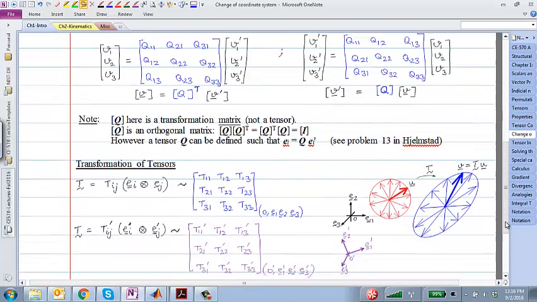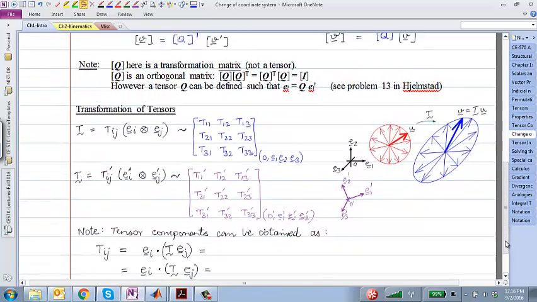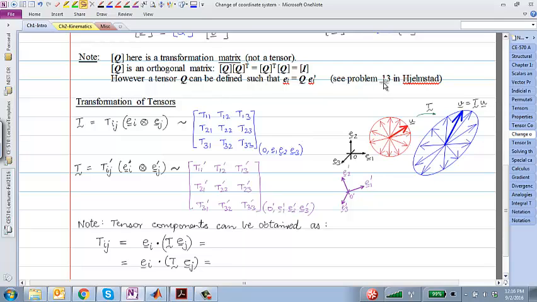Why is it a matrix and not a tensor? And this problem 13 is in your books, which you will actually get to do on homework 2. Go ahead. Yeah. Mathematically differentiate. Yeah.